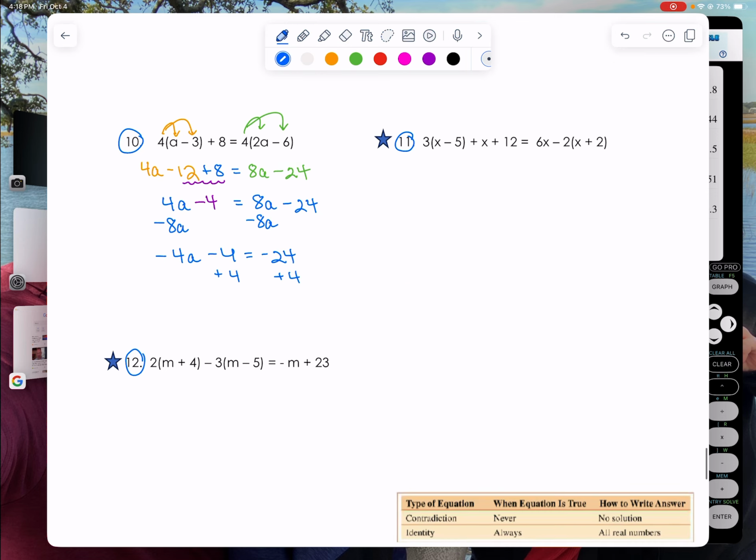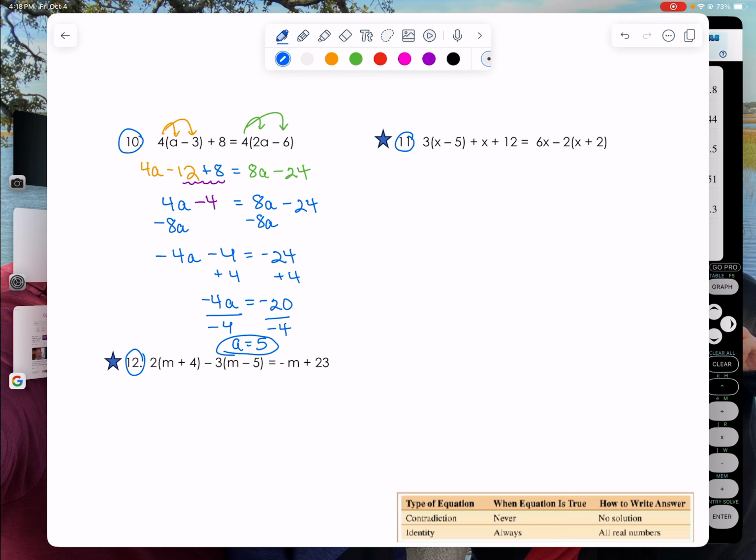And notice I'm adding 4 to get rid of it on the left-hand side, but I'm not really adding on the right because I have a negative 24 plus 4. The signs are different, so I'm going to subtract that, and that's a common mistake. Keep the sign of the big one. And then I'm going to divide by negative 4. So I'll get a equals 5. If you had moved your letters to the right and your numbers to the left, you would have been dividing just by a positive 4, but you would still get the same thing.